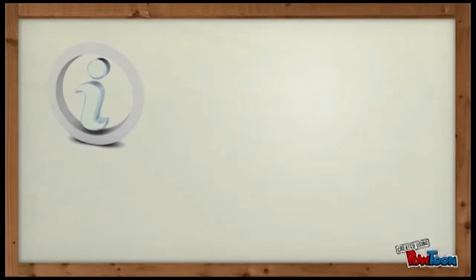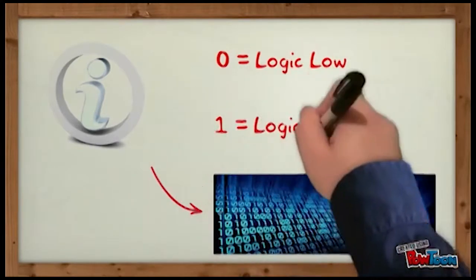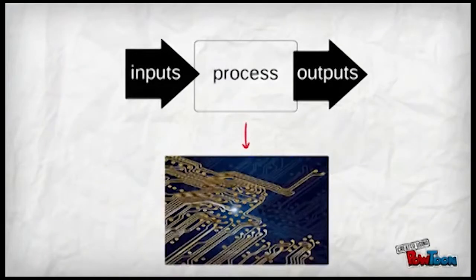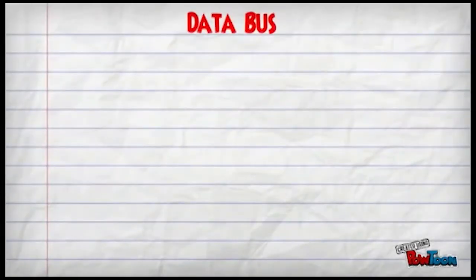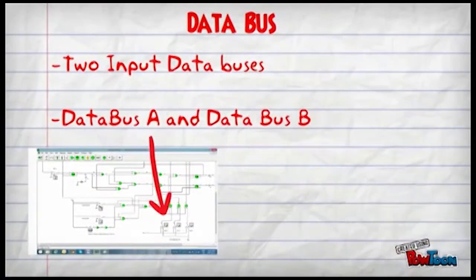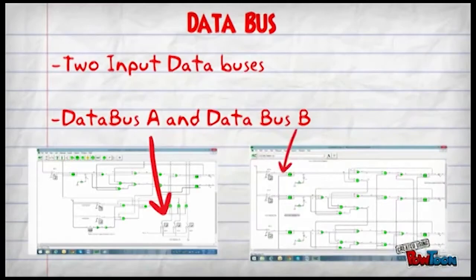All information used and stored by digital circuits, in this case the ALU, is in binary numbers, which are 0 for logic low and 1 for logic high. Inputs and outputs flow through electrical paths called buses. Now, in the ALU circuit that was to be built for the project, there are two input data buses, one 3-bit data bus A and the other one is a 3-bit data bus B.